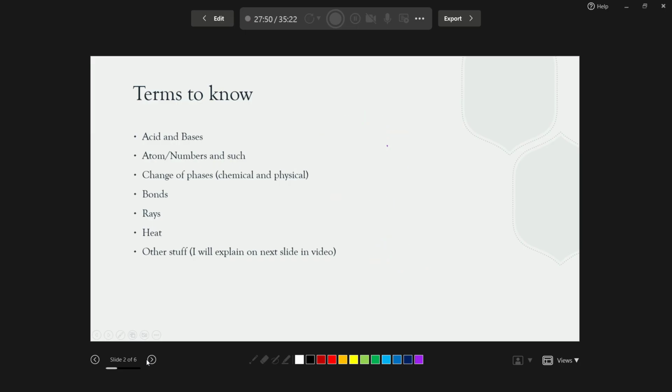Alright, so we just have a couple. We're just gonna go over this one thing, and then we'll go over bonds. And I don't know about rays. I don't know why I put rays, but oh well. So I'm just gonna go over what is called the electromagnetic spectrum. Okay, I ran out of space. Yeah, I did gamble too big.